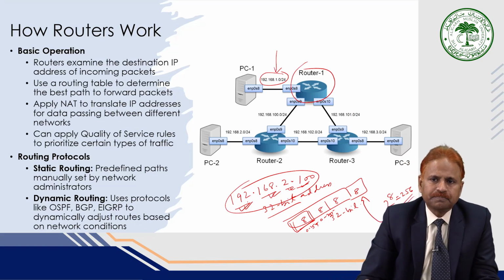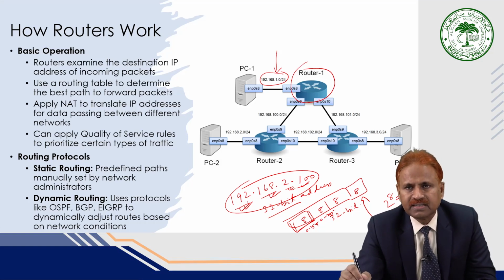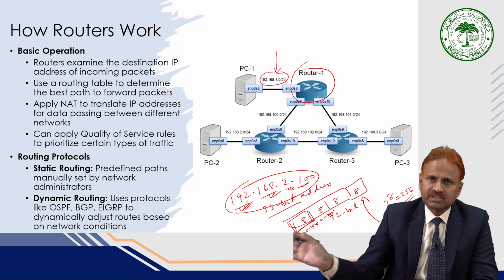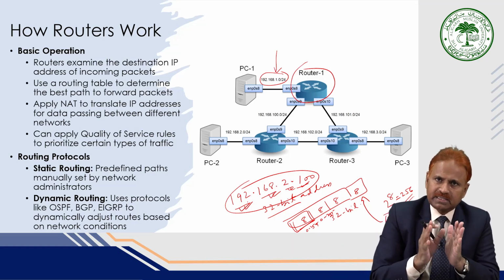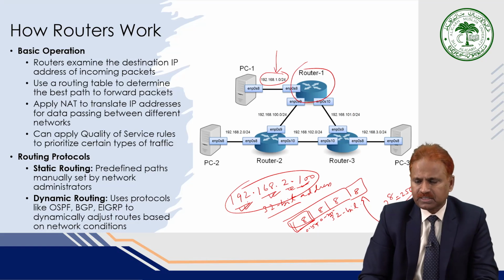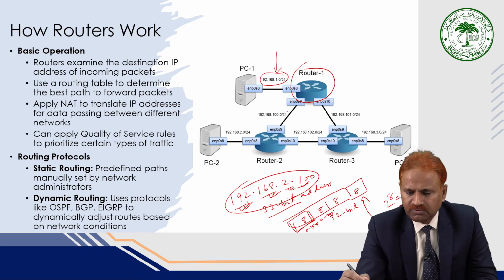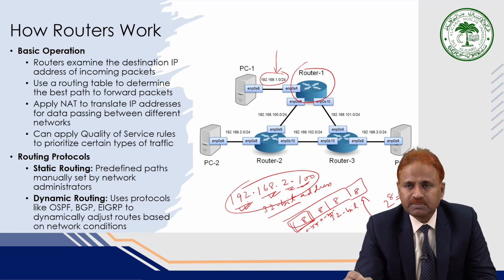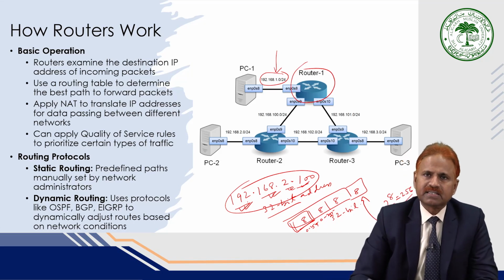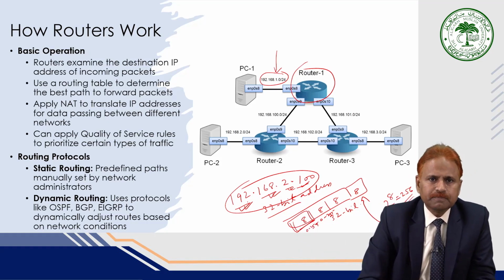So the basic operation of the router is that the router examines the destination IP address of incoming packets. So whenever an incoming packet is received by the router, it sees which is the best path for this destination, and it forwards the packet to that selected path. So say for example, it receives a packet over here, and it sees that okay, now which one is the best route to transmit this packet to the destination address. Accordingly, that packet is routed through the router. So that is the function of router.